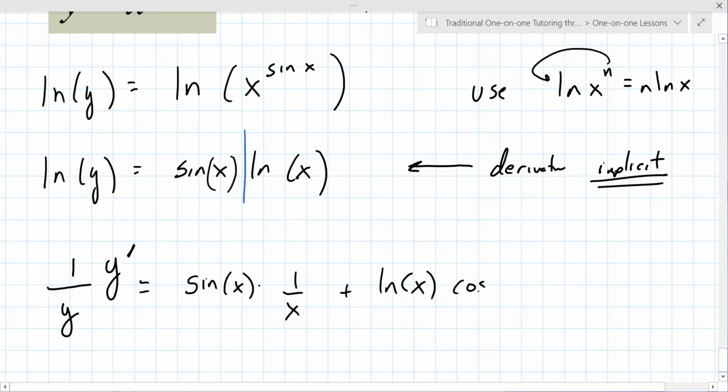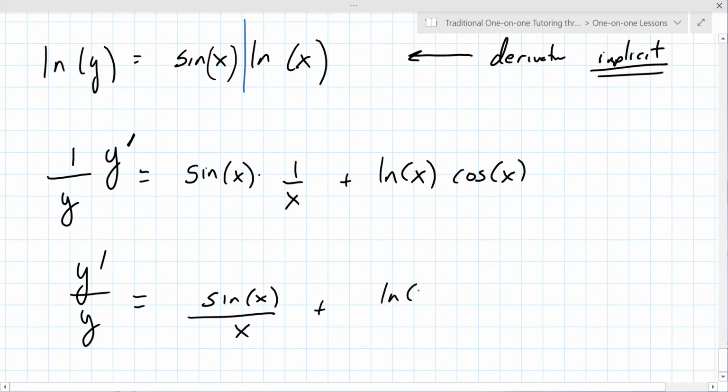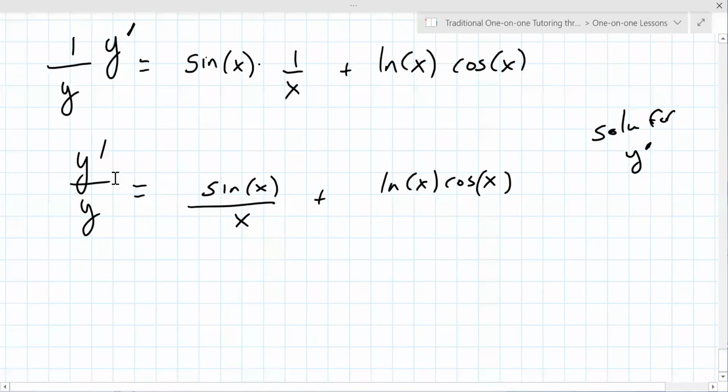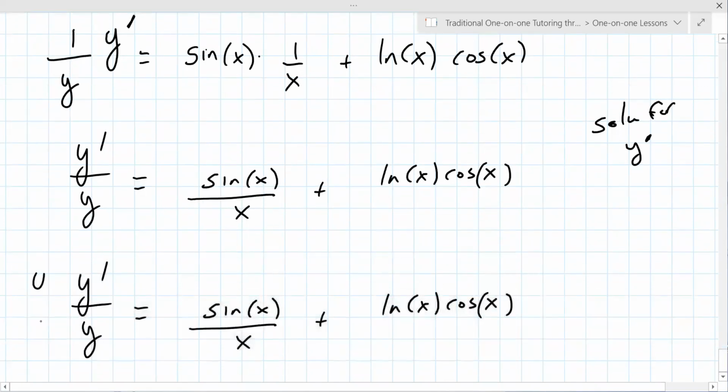Okay, that looks good. Now on the left here, this is rewritten as y prime over y. And then over here, we'll just clean this up a little bit. So it's sine x all over x plus natural log of x cosine x. Now you're not done, because your goal here is to solve for y prime. So how do you get y prime by itself? Well, you multiply everything by y.